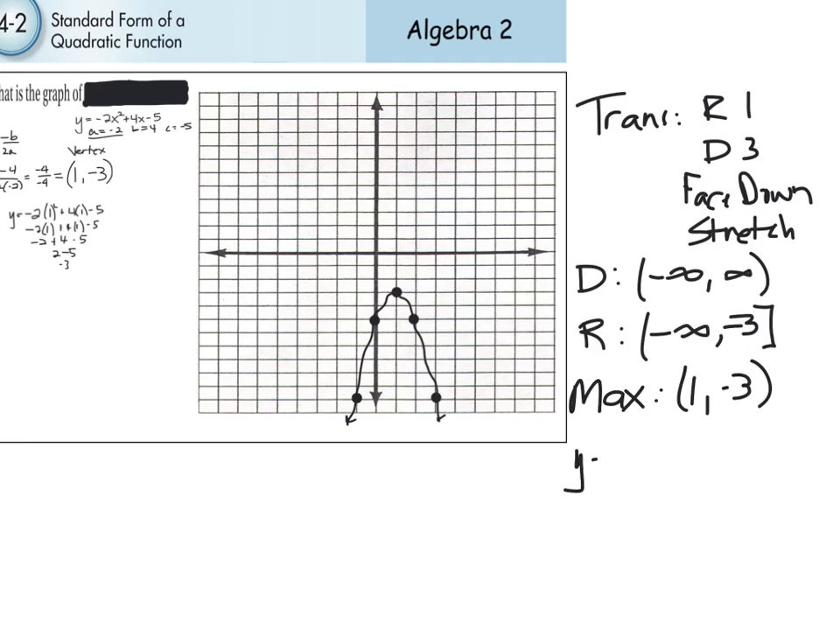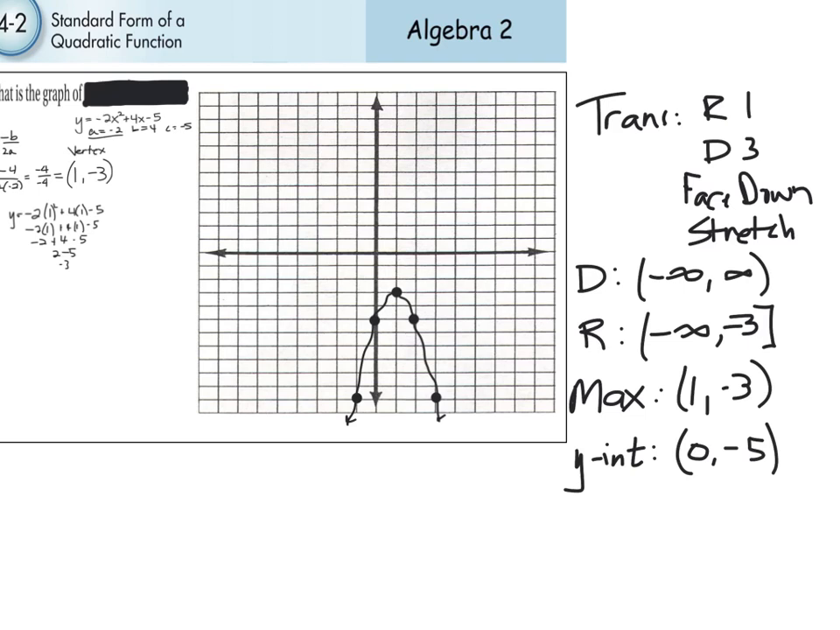And the y-intercept is the ordered pair 0 and, in this case, C, and our C is negative 5. And again, if you look, we go to the y-axis. Where does it cross the y-axis? Right here. Well, that's the ordered pair 0, negative 5.